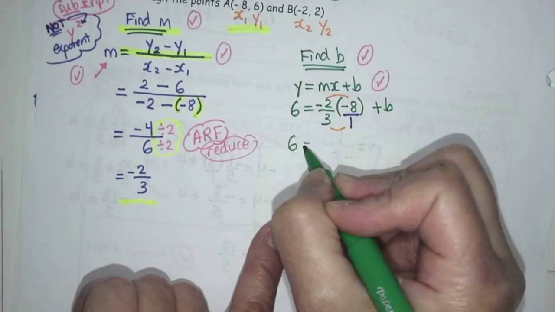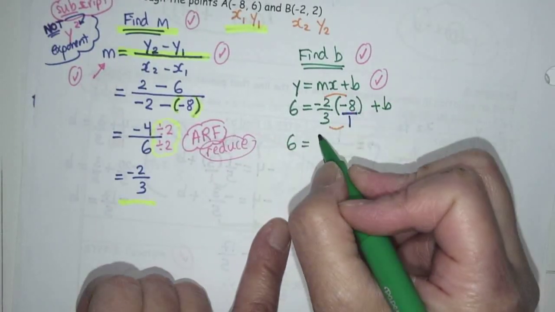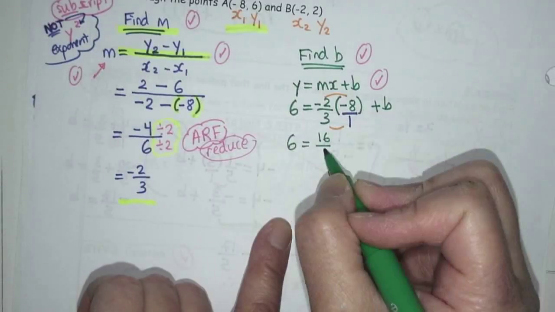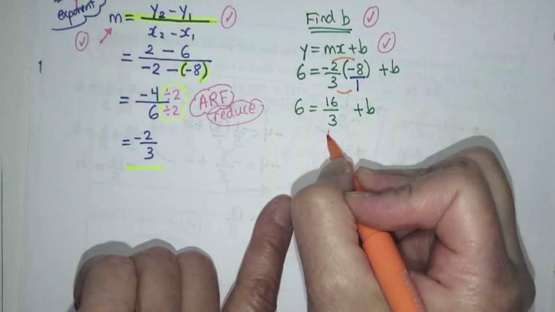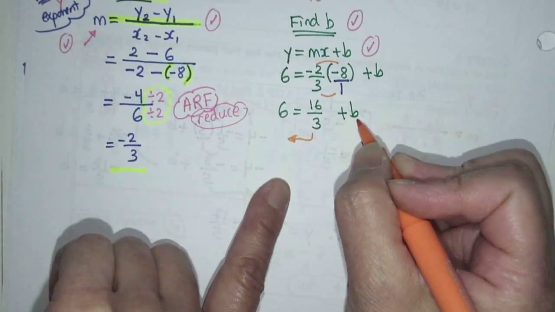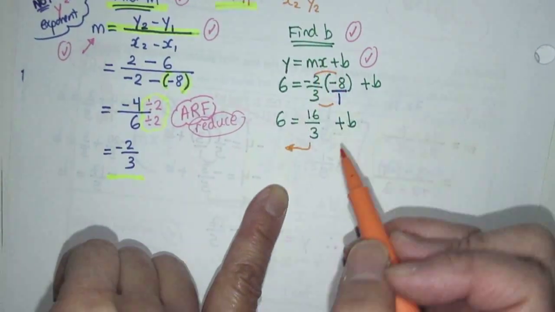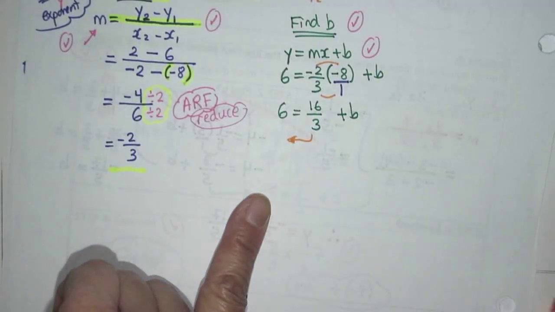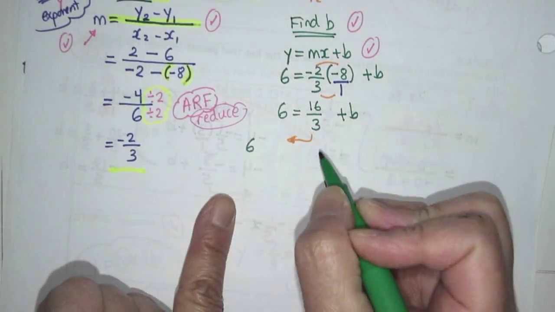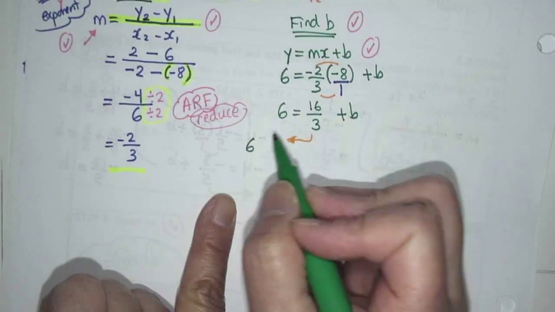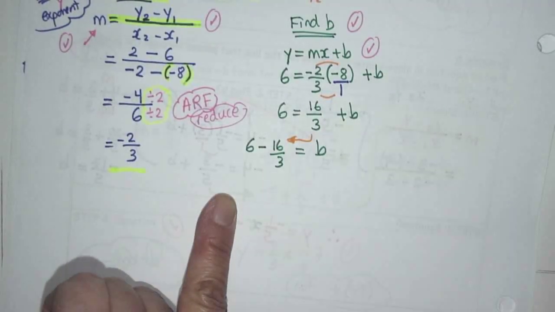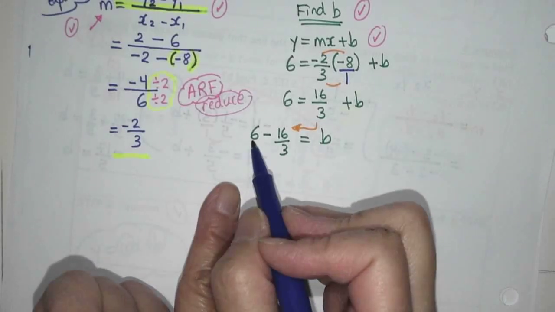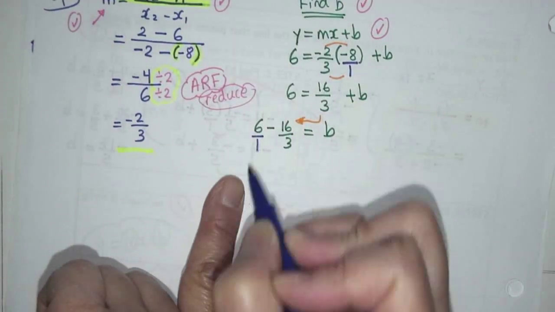Okay, so I'm going to go 6 equals numerator times numerator, so 16. Denominator times numerator, so 3. Then my next step for these questions is always bring this over so I can isolate my b. Remember, your title is find b, so you want b by itself. Bring it over. The 6 stays where it is. I'm bringing this over. It's positive, so it becomes minus 16 over 3 equals b. And look, when I have whole numbers with fractions, I put it over 1.